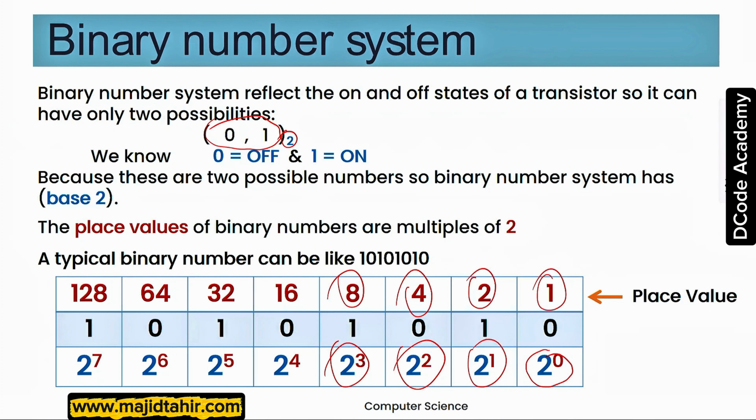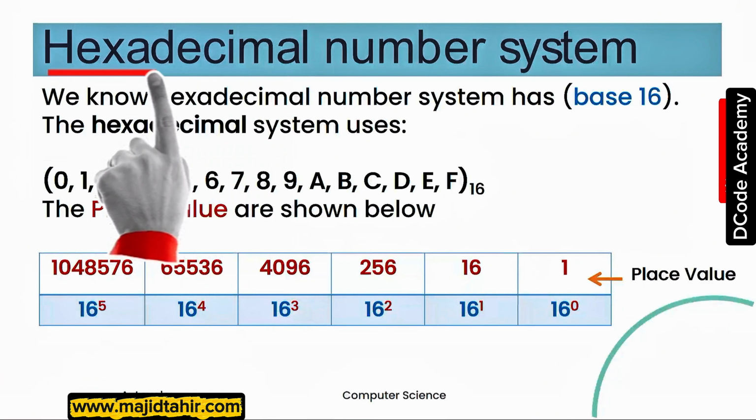In the binary system, the easy thing is that the next place value is always double the previous one. For example, we have 1, then we are going to have 2, then 4, 8, 16, 32, 64, 128, and so on. The next place value is going to be 256. We have the hexadecimal number system.